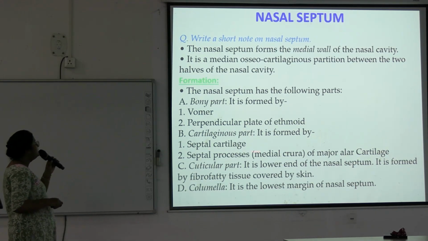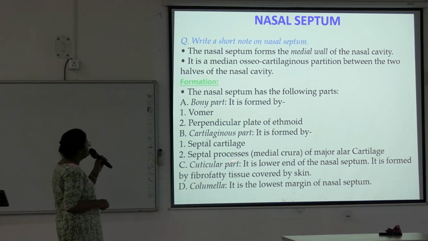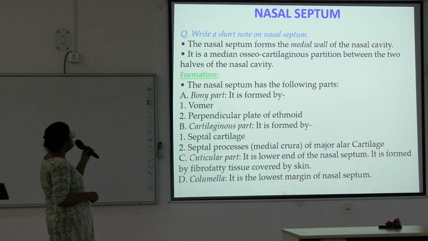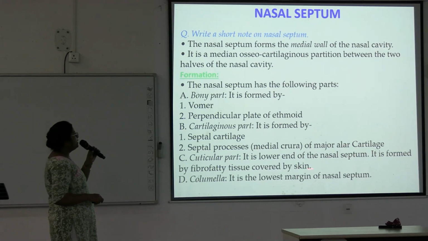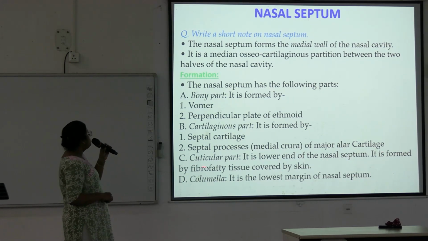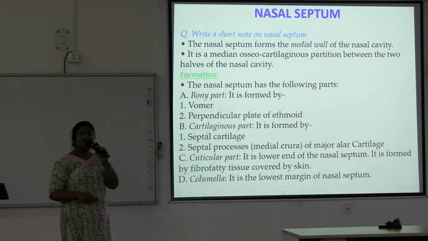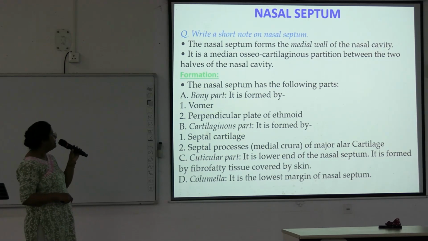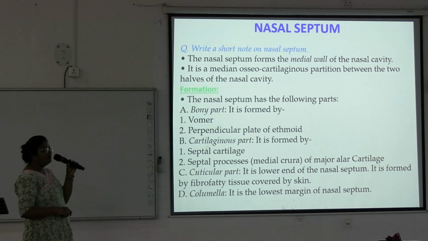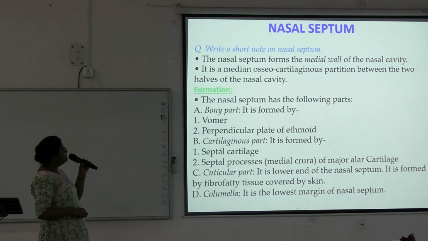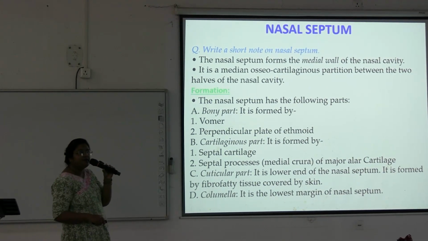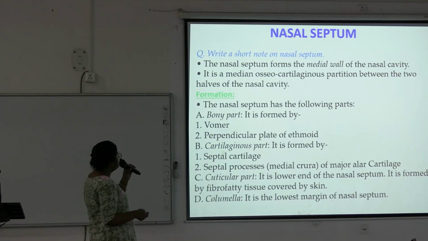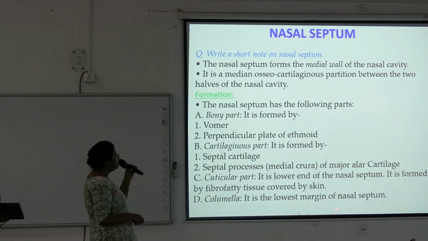Cartilaginous part is formed by the septal cartilage and septal processes or medial crura of the major alar cartilage. Cuticular part is the lower end of the nasal septum and it is formed by fibrofatty tissue covered by the skin. Below the cartilaginous part is the cuticular part and lowermost is the columellar septum. It is the lowest margin of the nasal septum. Here lies the medial crura of the alar cartilage in this columellar septum.